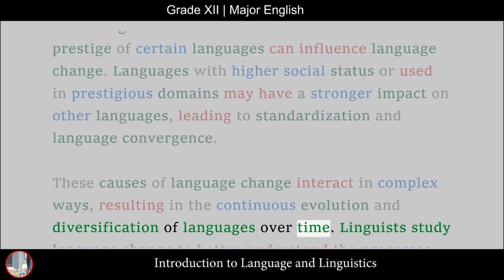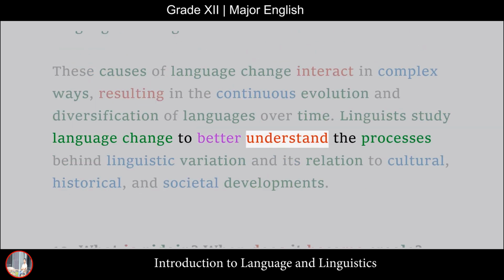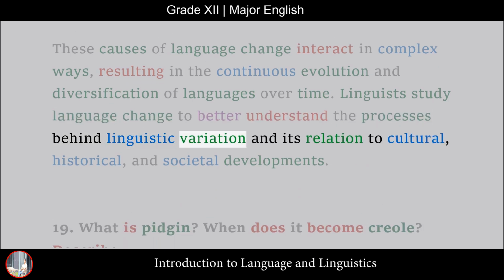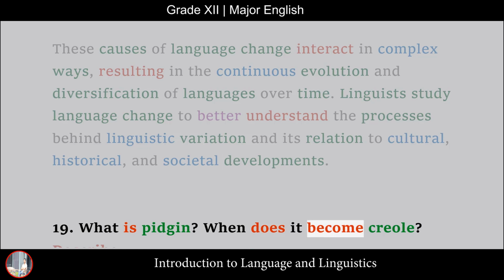of languages over time. Linguists study language change to better understand the processes behind linguistic variation and its relation to cultural, historical, and societal developments. 19. What is Pidgin? When does it become Creole?